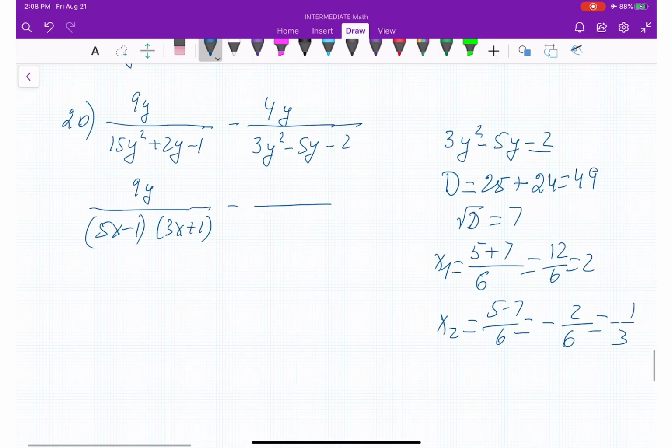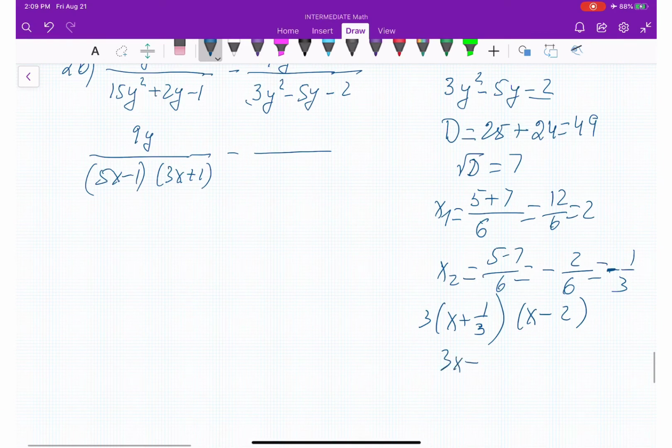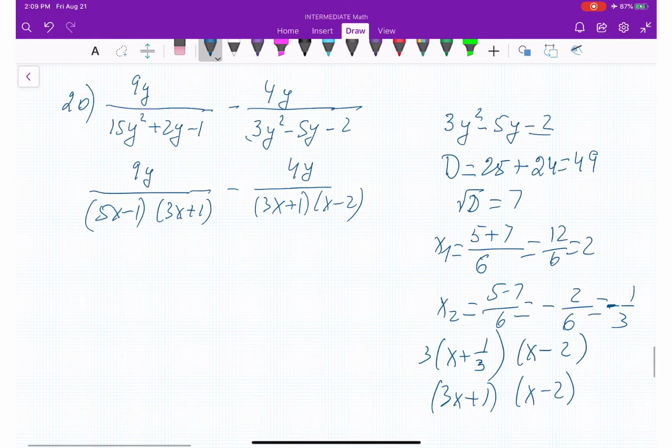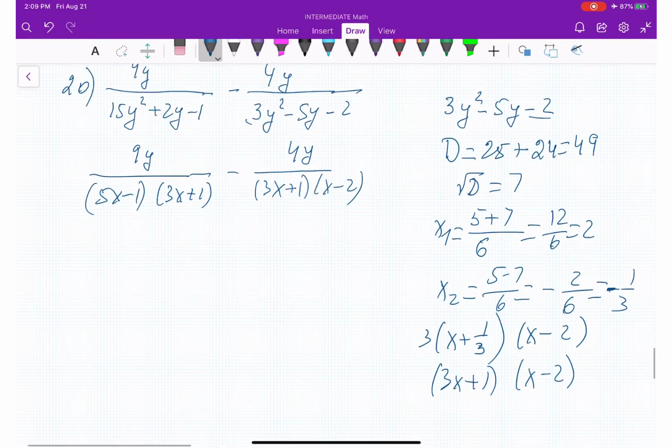Okay, so because I have negative 1/3, this a comes in front. X minus 1, oh, it's negative, so I will end up with positive 1/3. This is negative, right? And then x minus 2, which will be 3x plus 1 and x minus 2. 3x plus 1 times x minus 2. And here I have 4y. All right, finally. So what is our common denominator?